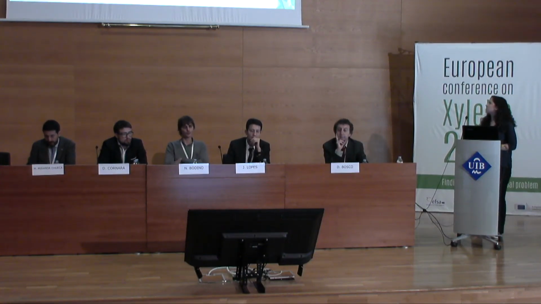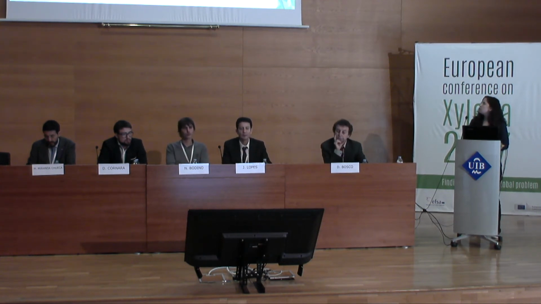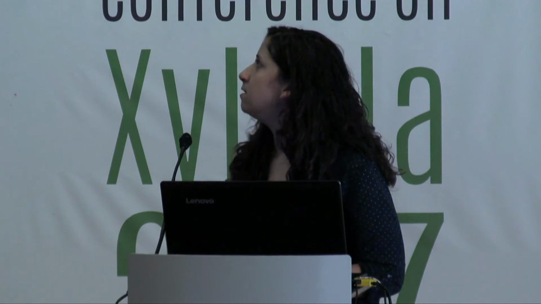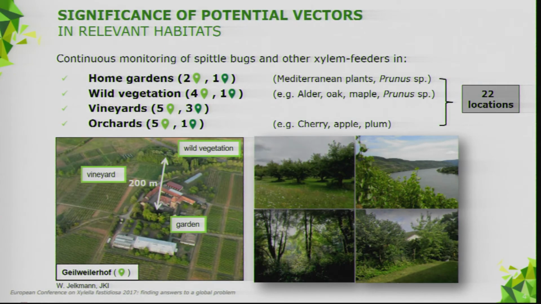In the middle you can see a garden, 200 meters apart, wild vegetation with woody plants, and directly beside a small vineyard. This reflects an authentic situation for a dispersal of potential vectors. To give you an idea of the chosen habitat types, here you can see a cherry orchard, a vineyard in the wine-growing region Mosel, a wild vegetation, as well as a private garden.